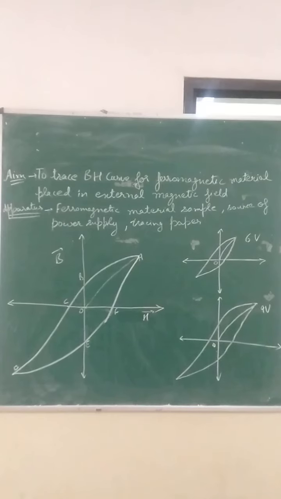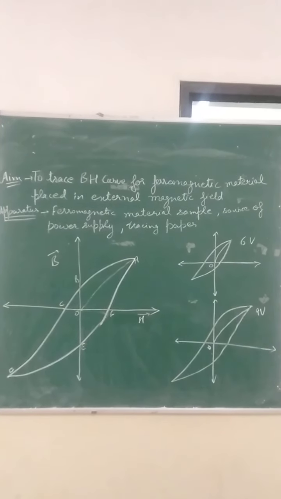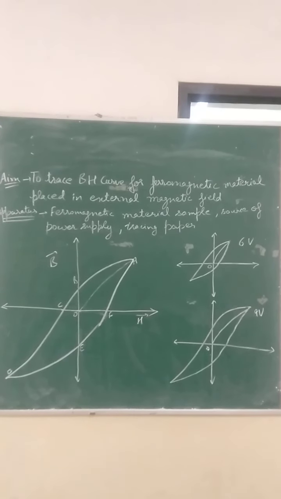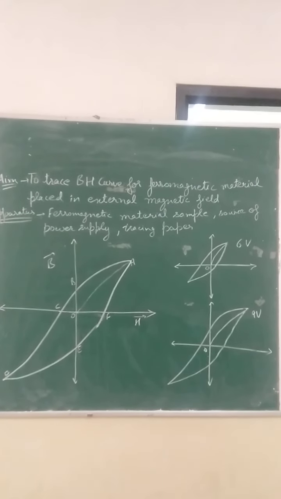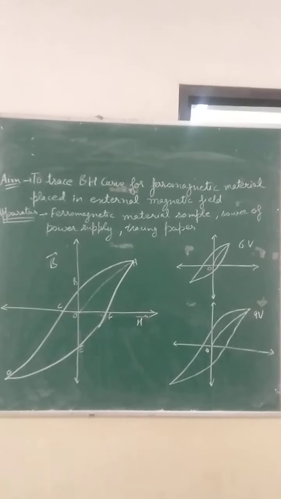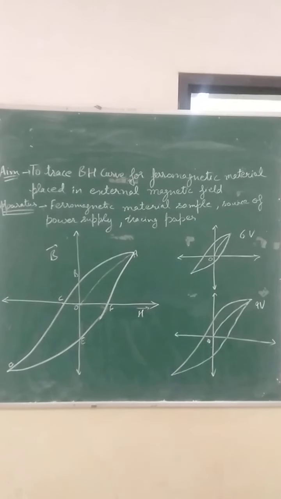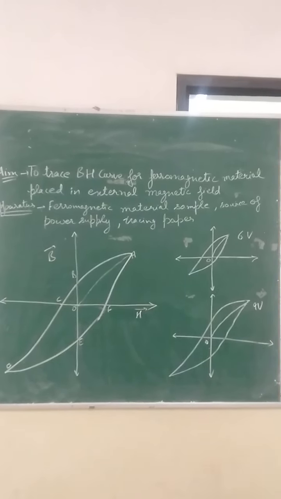So in this case we will use ferromagnetic material which will be there in the circuit. Along with that we will have a source of power supply with the help of which we will give the electrical power supply to the material, and tracing paper will be there to trace this BH curve.